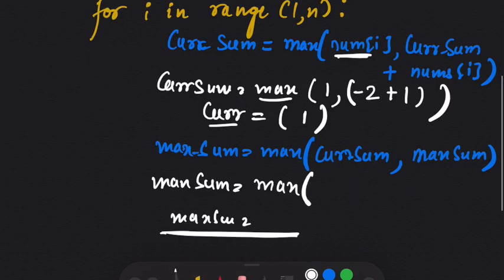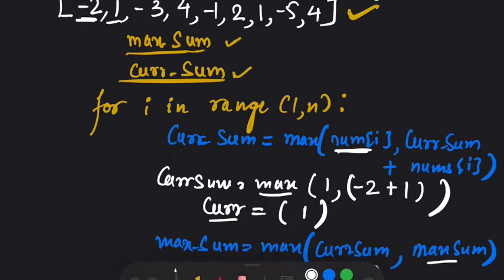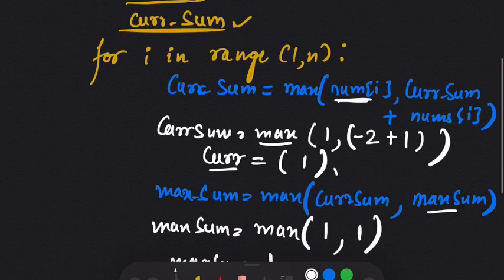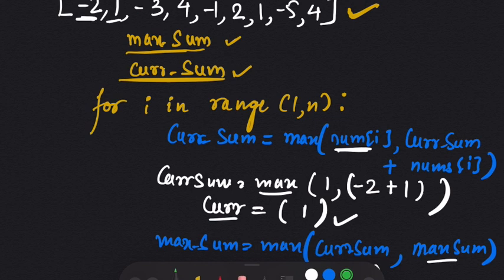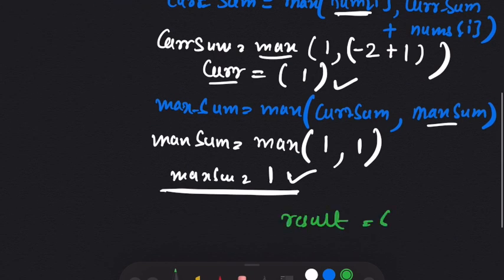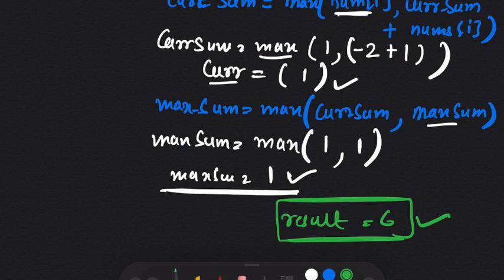Likewise, our max sum will be equal to the max of the current sum, which is currently 1, and max sum, which was 0. So the max sum will become 1. So after the second loop, our current sum is equal to 1 and our max sum is also 1. So using this same logic, we keep parsing over our nums and at the end, the result will be 6. And this is what we have to return. So that was a quick recap of Kadane's algorithm using which we have found out the maximum sum.